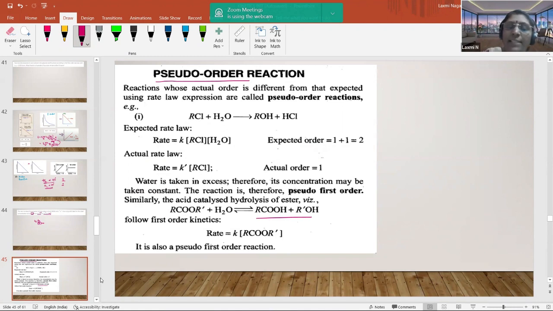I normally give examples just to make them realize that the amount of water is so large that change in its concentration will not affect the rate. So keep telling them, and this can be done with a number of examples in our daily life.